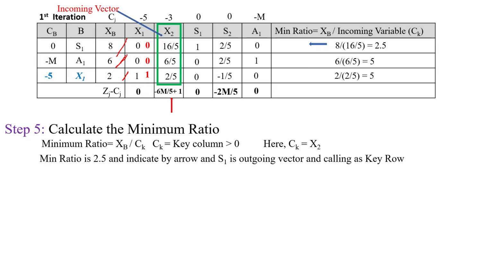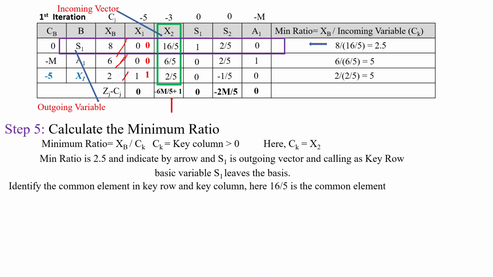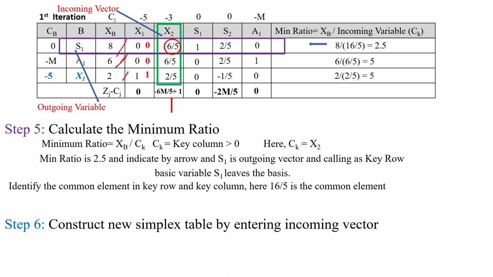So S1 variable is the outgoing variable and S1 is called as the outgoing vector and it is called as the key row. So here key row is the S1 row. So S1 variable leaves the basis. So next we have to identify the common element in the key row and key column. Here 16 by 5 is the common element. So key element is the 16 by 5. Next once again I have to construct the new simplex table by entering the incoming vector.